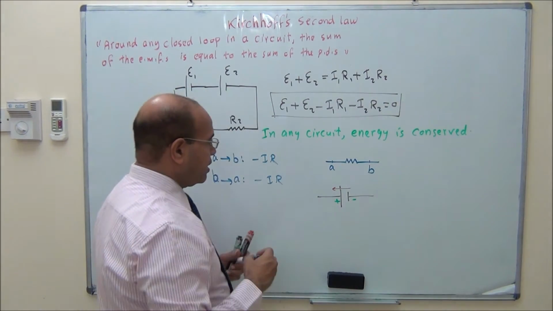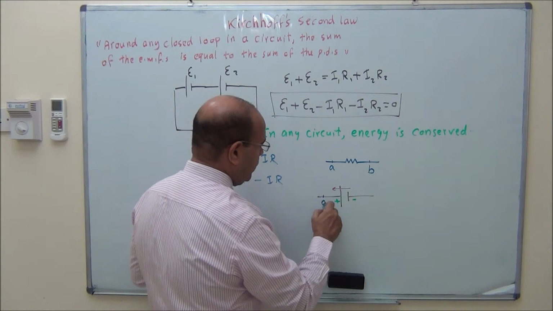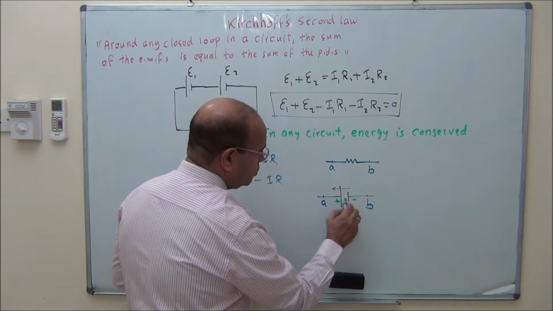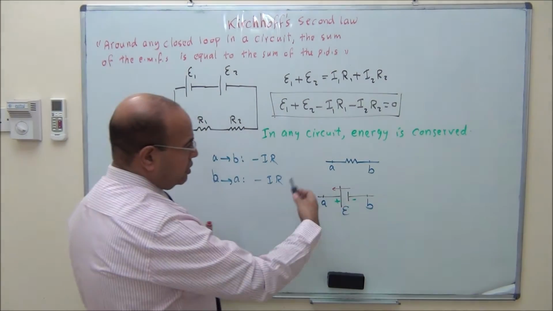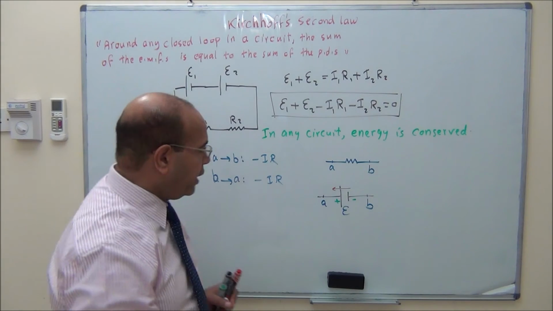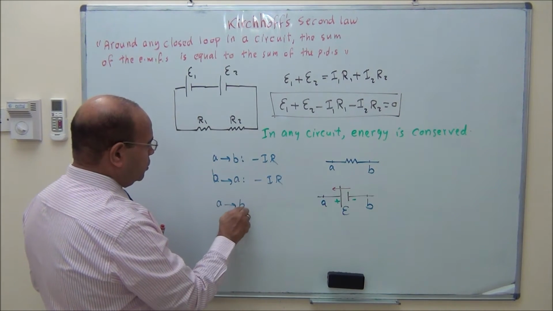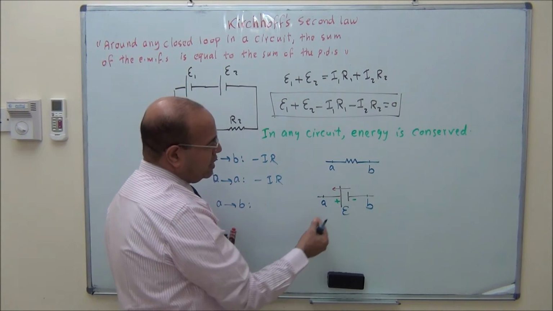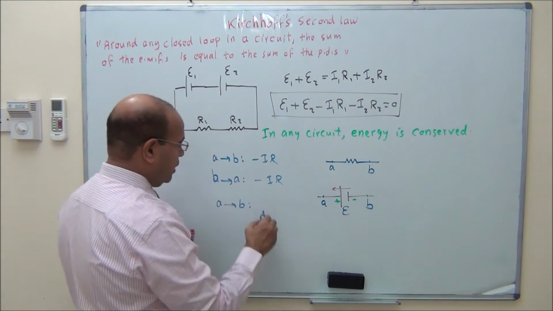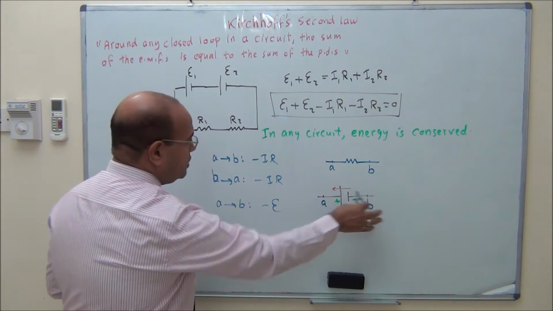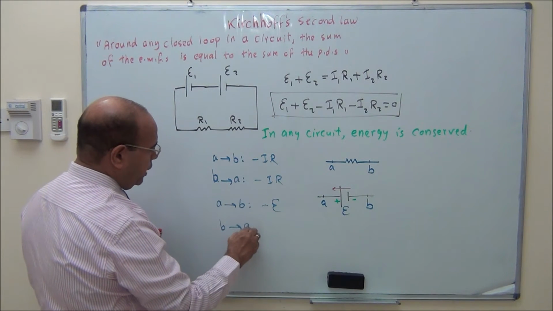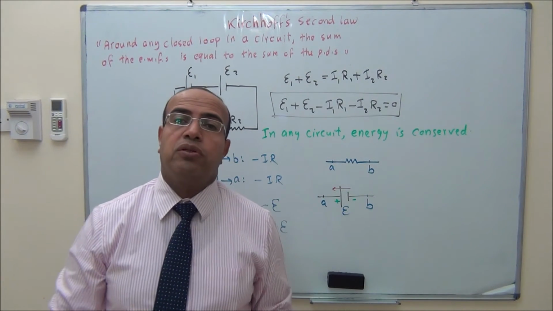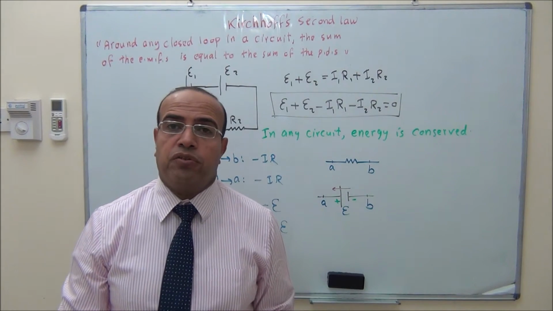If the current in our circuit passes from A to B, it is opposite to the movement of electrons inside the cell. So we say it's negative E, negative electromotive force. But if the current passes from B to A, we assume that it's a positive electromotive force. This is very important to solve the questions in Kirchhoff's second law.